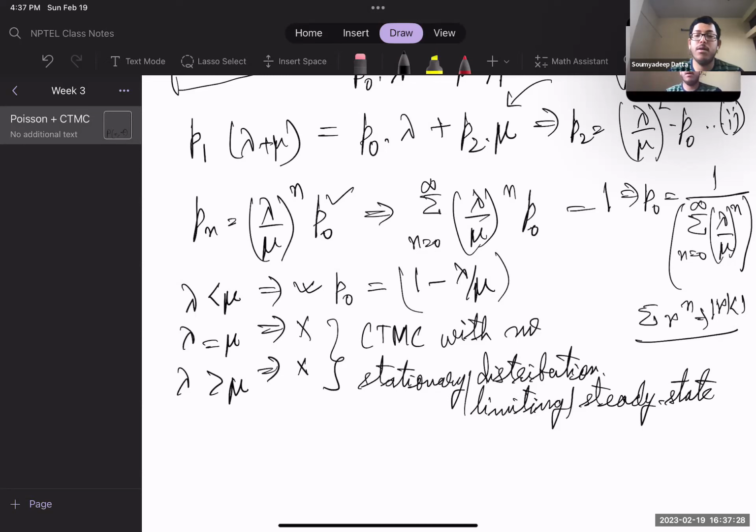We can have a continuous time Markov chain which doesn't have a stationary distribution.